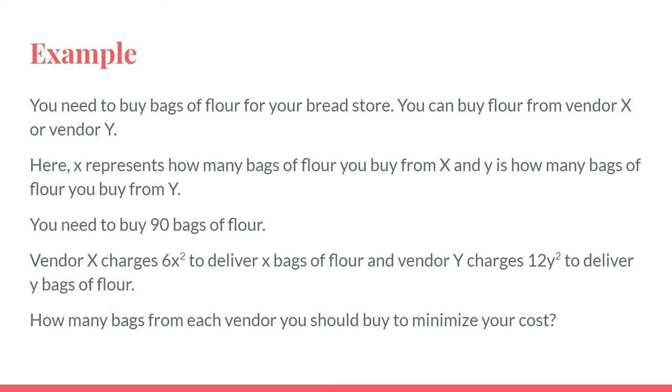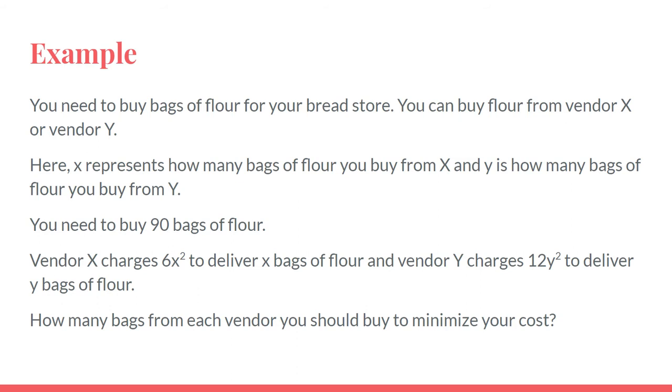Let's say that you own a bread store. You need to buy bags of flour for your store. You have two options when buying flour, vendor X and vendor Y. Small x will represent how many bags of flour you buy from vendor X. Similarly, small y will represent how many bags of flour you buy from vendor Y. Your store needs a total of 90 bags of flour.